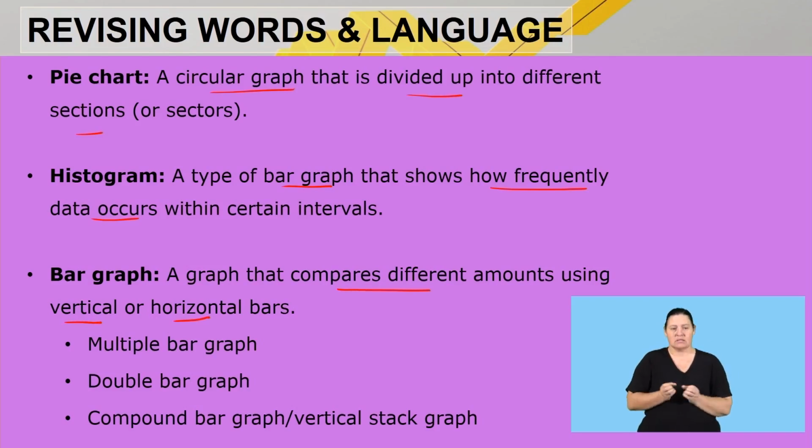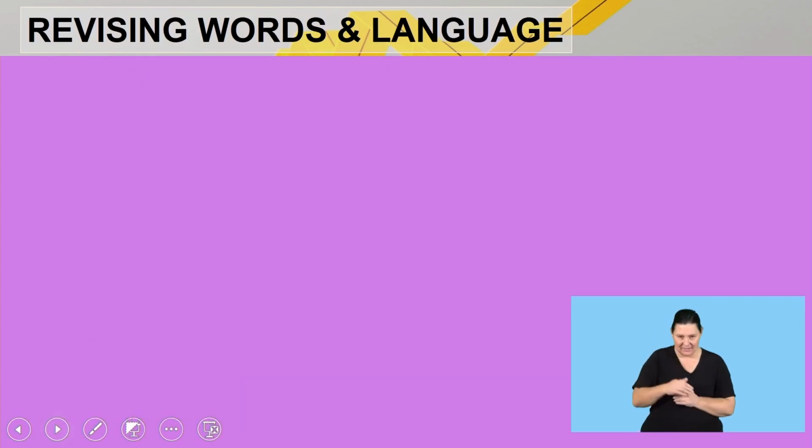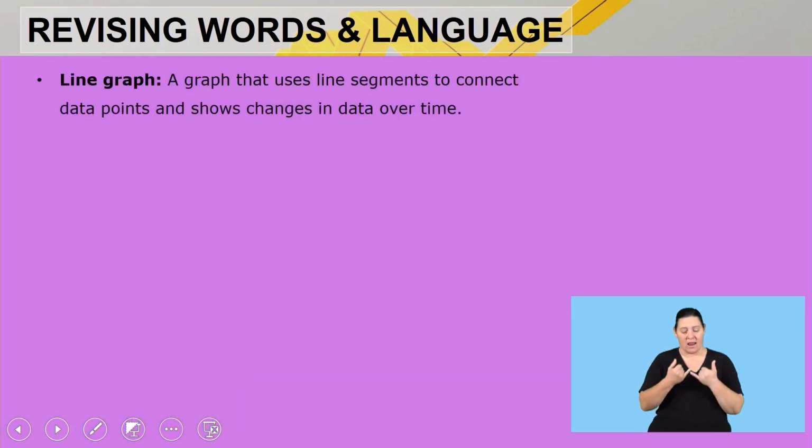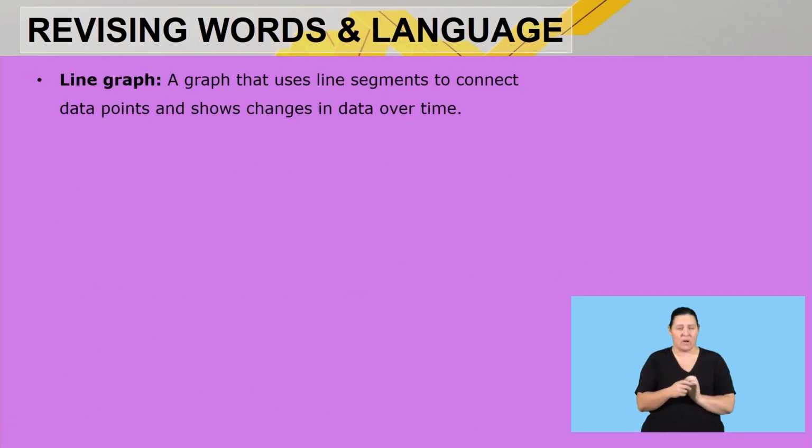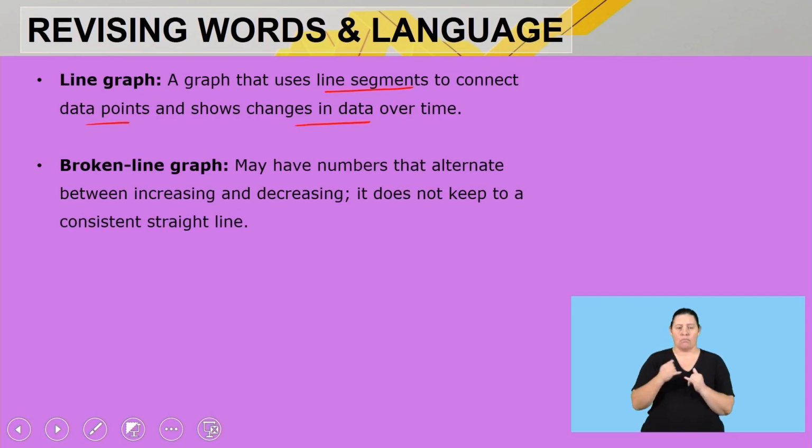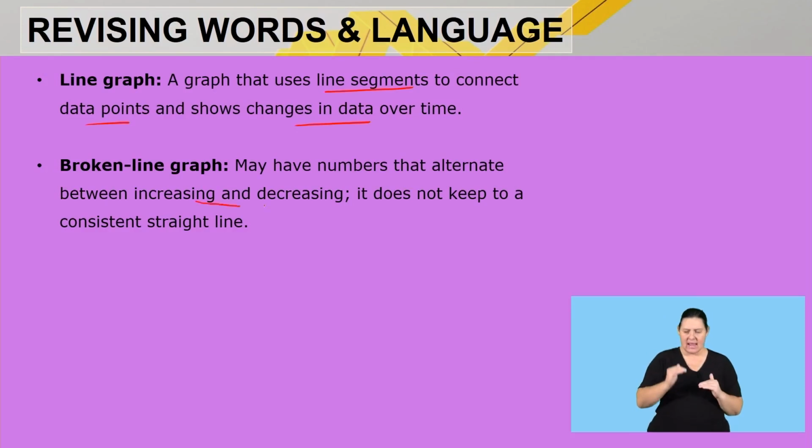Then we distinguished between multiple bar graphs, double bar graphs, which was our focus in today's lesson, and then compound bar graphs or vertical stack graphs. Then we also looked at a line graph, which is normally used, right? It uses line segments to connect the data points, and it shows changes in data over time. Then we looked at the broken line graph, which may have numbers that alternate between increasing and decreasing. It does not keep to a consistent straight line.